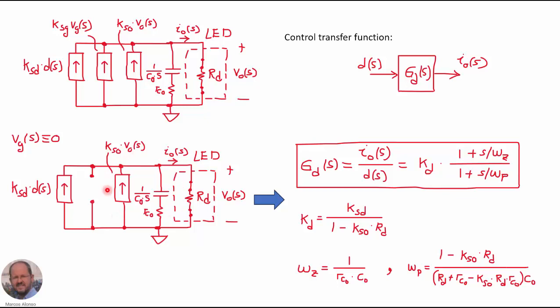We only have to solve this circuit, which is very easy, and we will obtain this expression for the final transfer function. We have a gain KD, which is obtained from this equation, and then we have a zero and a pole that are given by these expressions here.